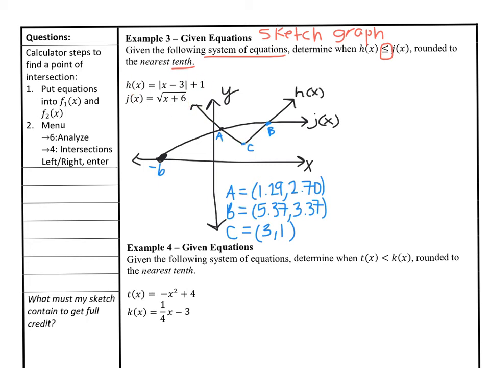And now I'm going to go ahead and highlight them in two different colors. So I'm going to do the green as the absolute value graph, and I'm going to do yellow as this exponential graph. Okay, so let's go back to our original question.